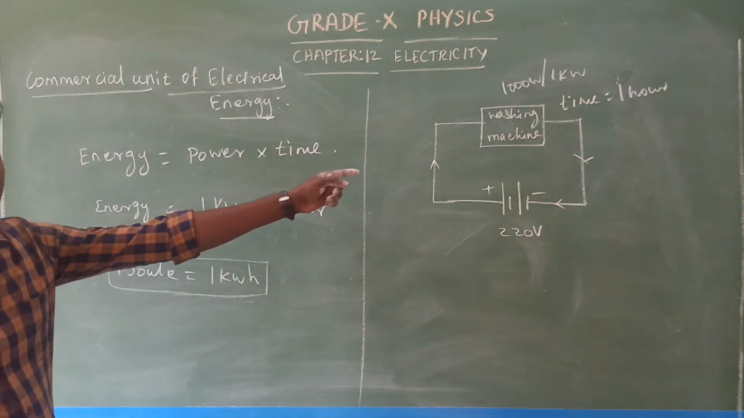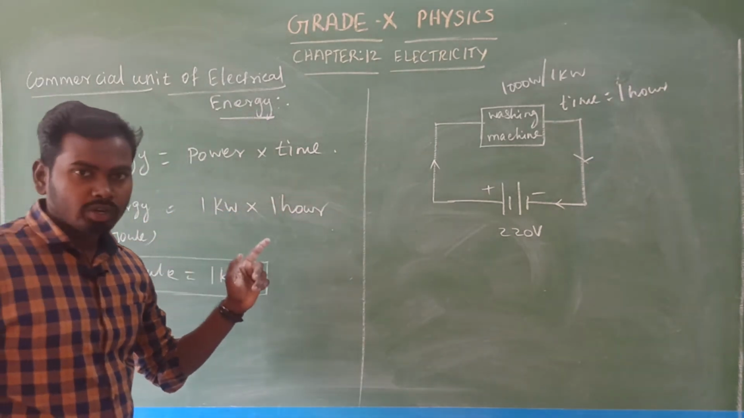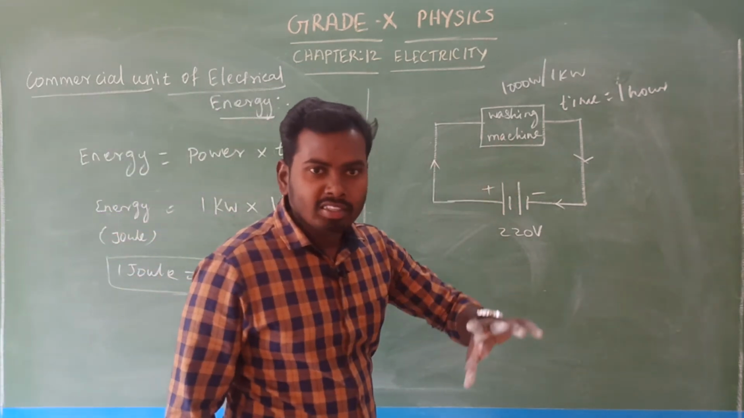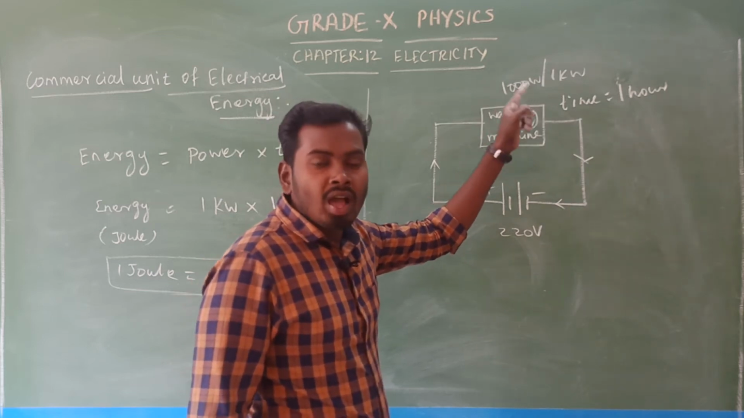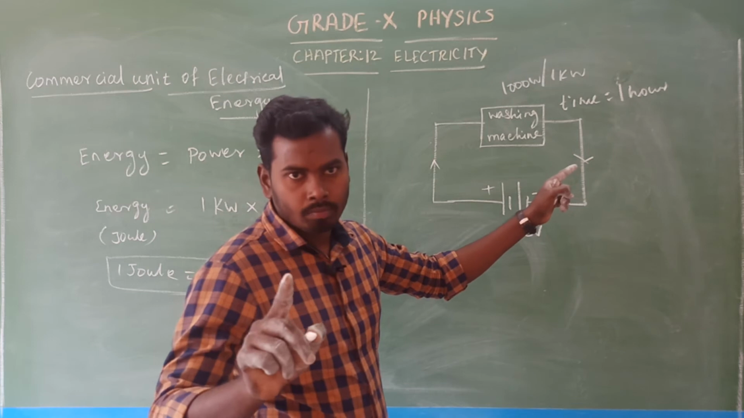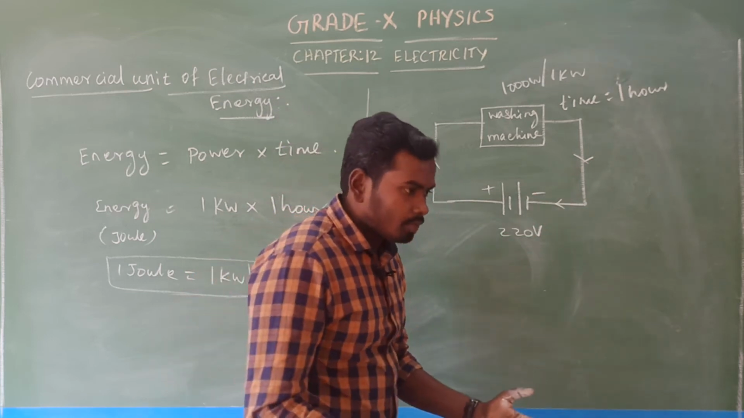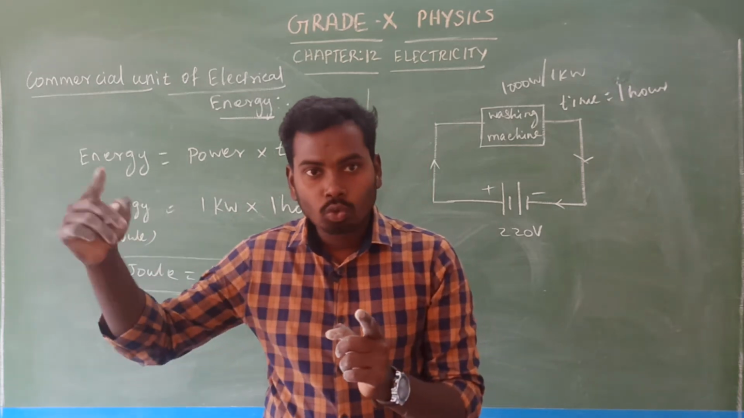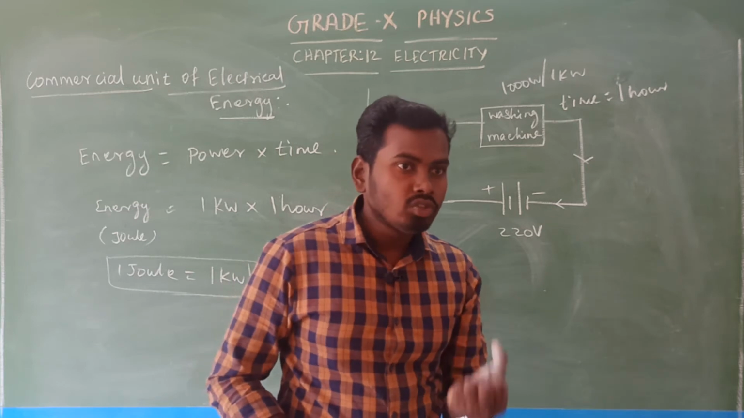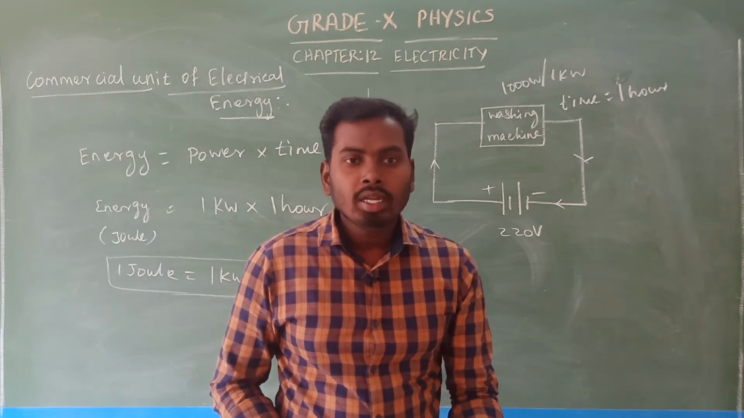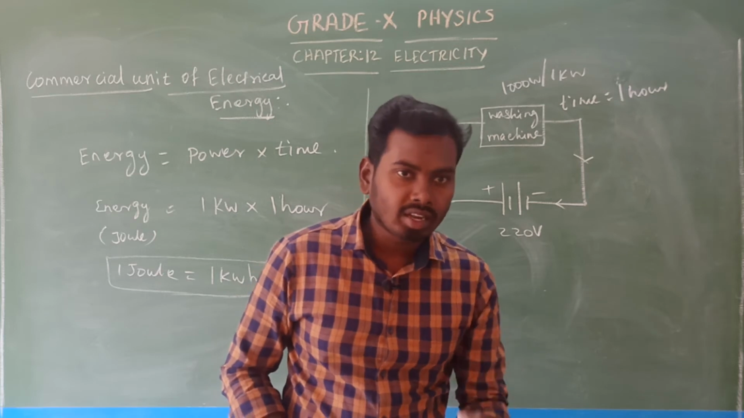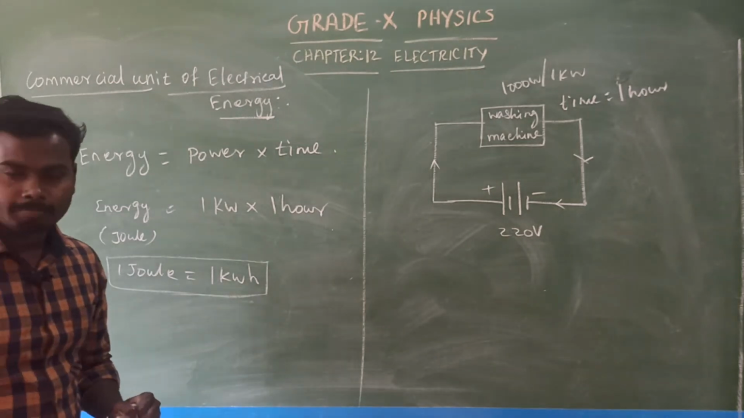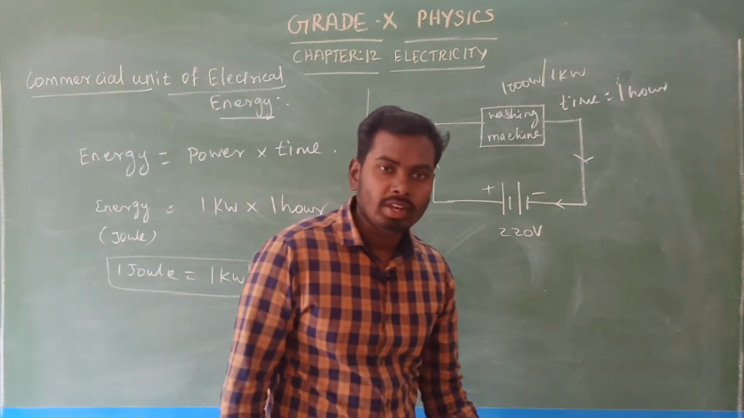Okay, students. So what is 1 kilowatt hour? 1 kilowatt hour of electrical energy is consumed when an electrical appliance has a power rating of 1 kilowatt and it is used for 1 hour. If the electrical appliance has a power rating of 1 kilowatt and it is used for 1 hour, then it will consume 1 kilowatt hour of electrical energy. Is that clear, students? Very easy.